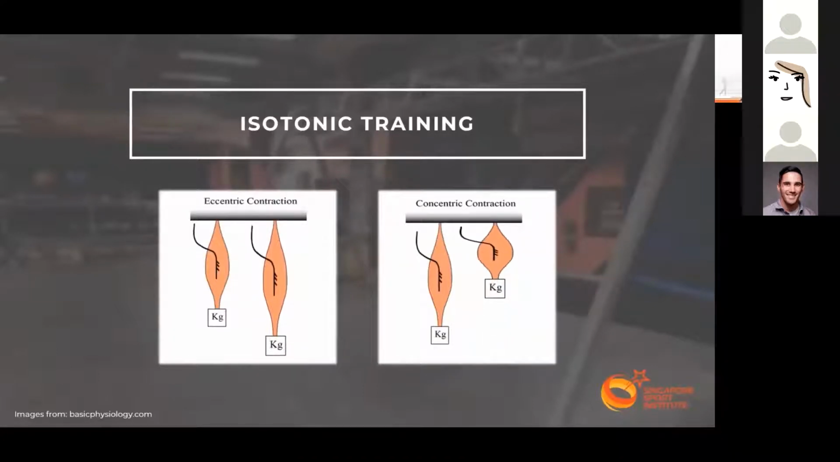Isotonic training comes in different forms, from bodyweight training to the use of free weights with loaded implements such as dumbbells, barbells, kettlebells, and the many other variations that free weight offers.